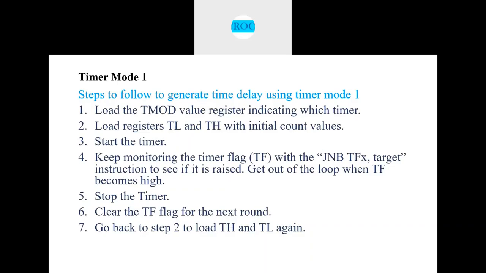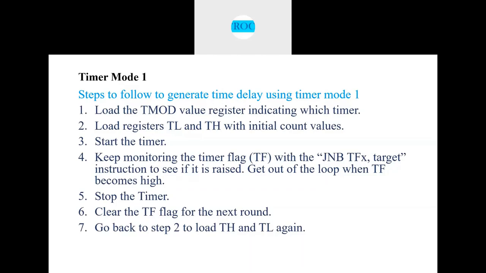Now how do you generate a time delay using the timers operating in mode 1? If I want to have some delay, how do you generate that time delay using this timer mode? The first step you need to follow is to load the TMOD register, indicating which timer. Now I need to generate the time delay, and for this I need to use mode 1.